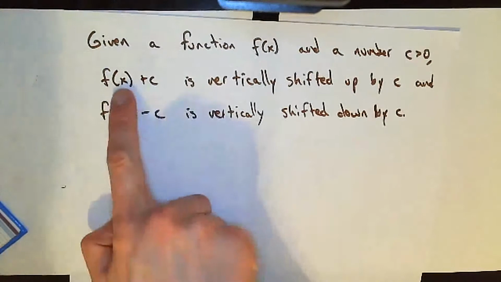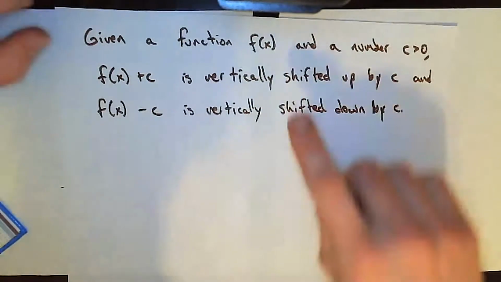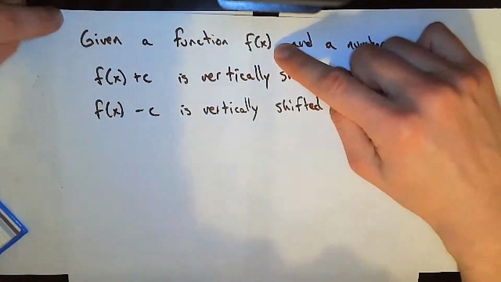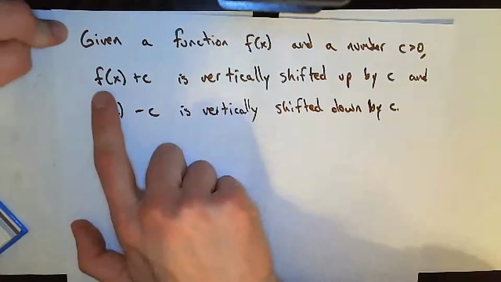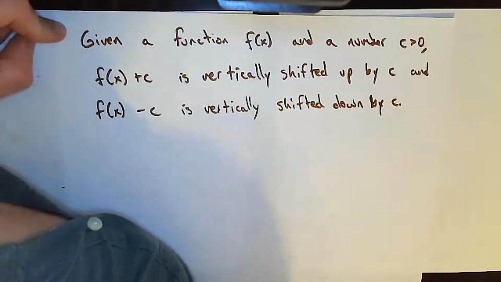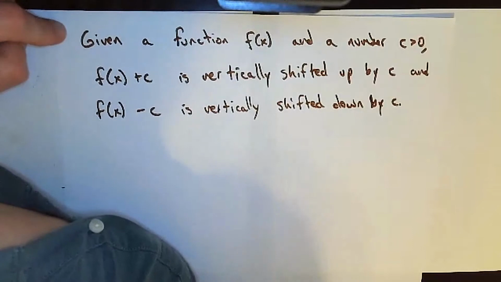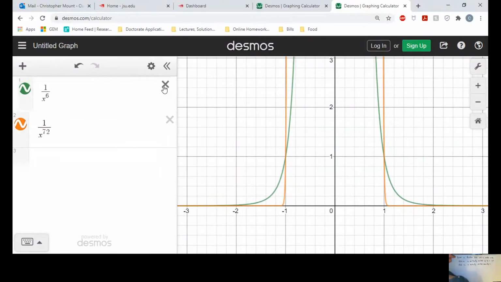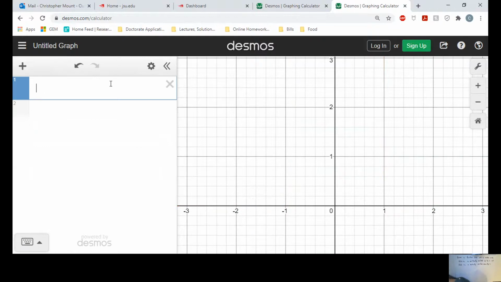It's literally adding or subtracting to the outside of the function. So if the original function is x squared, then the new one could be x squared plus 3 or x squared minus 3 or something like that. So let's go look at some examples on Desmos because it'll be easier to see them here than to try to watch me draw them.